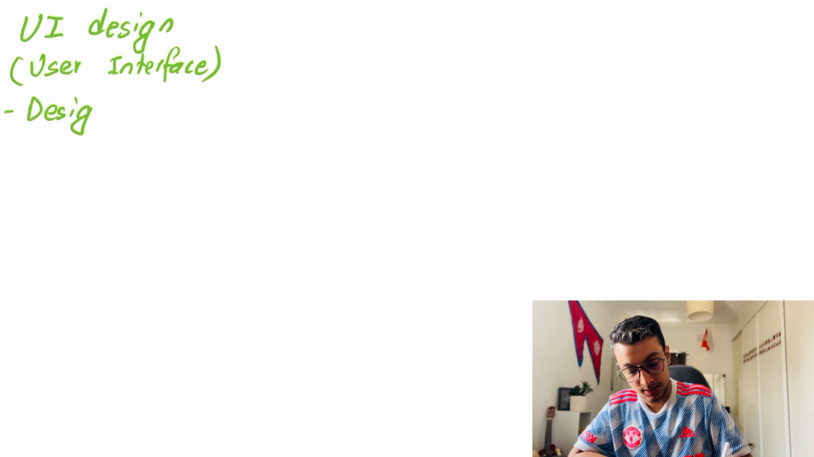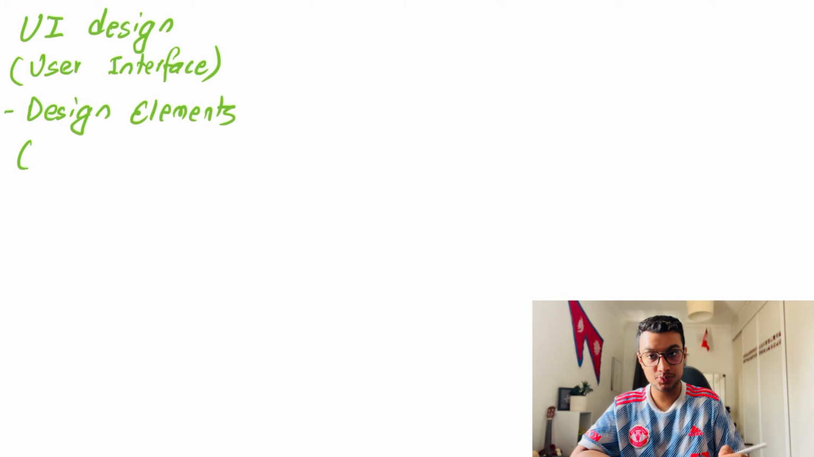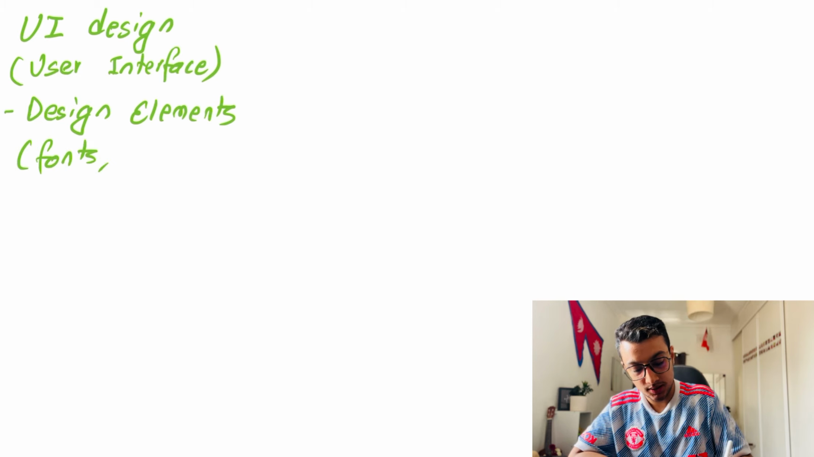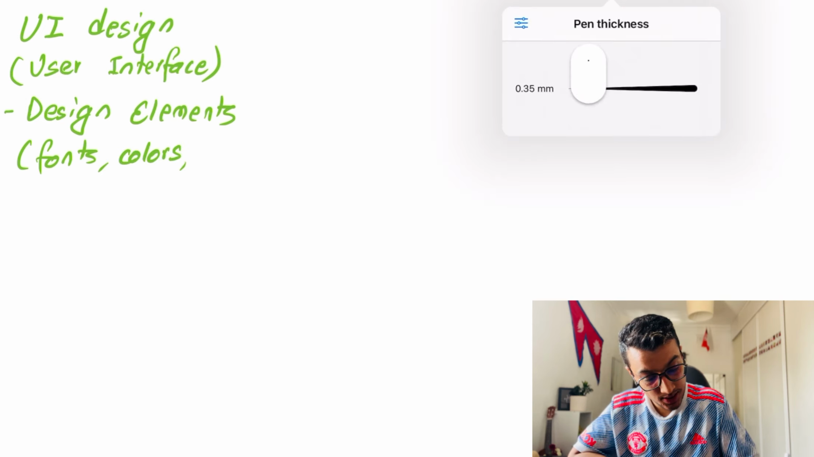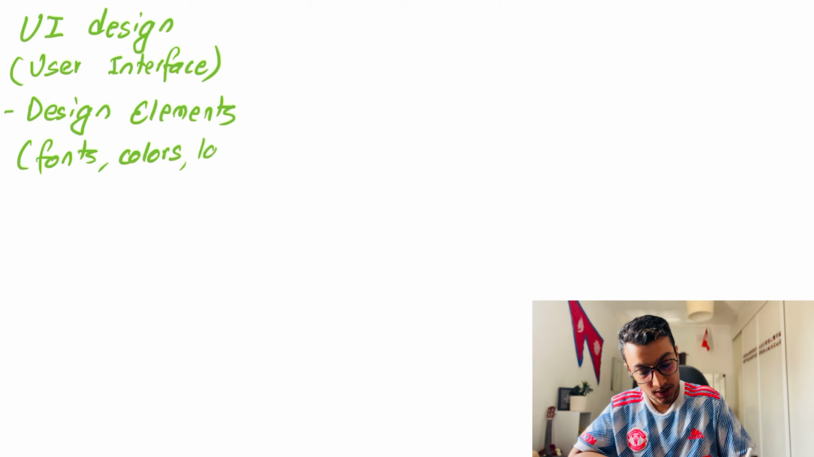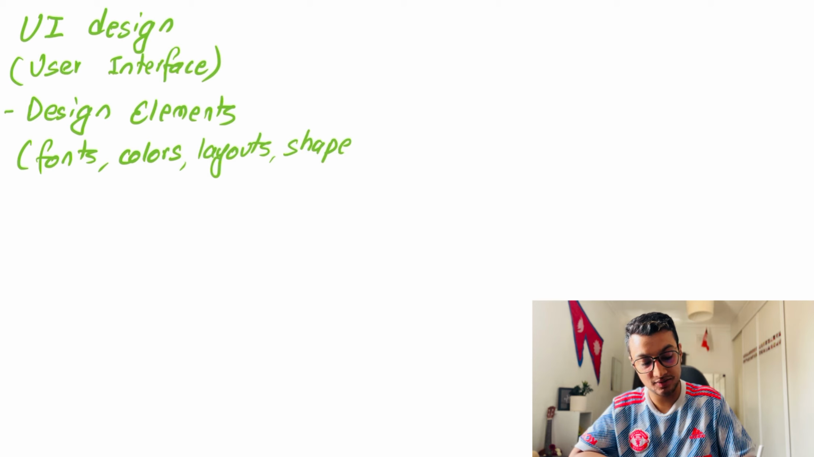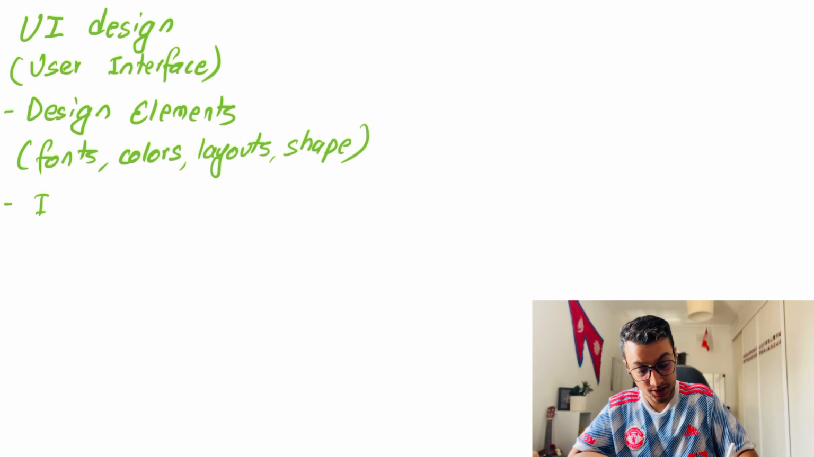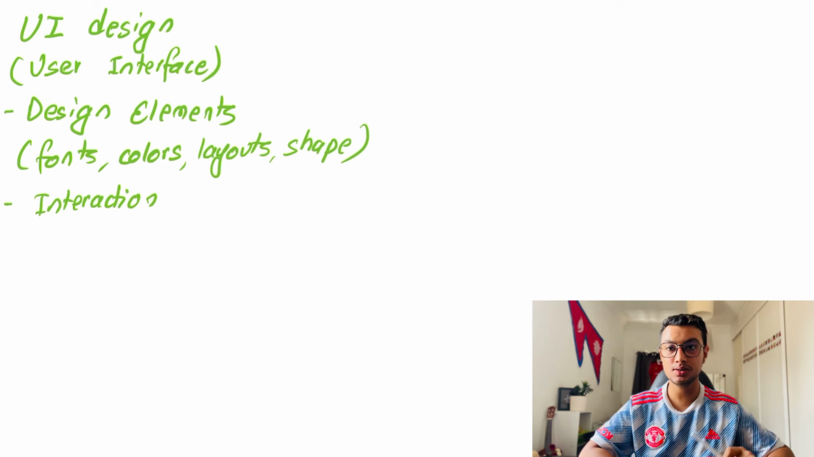So what comes under UI design? Design elements. Design elements भनेको चाहिँ they are basic things of any product. For example, fonts, colors. I think I need to decrease my pen size. Fonts, colors, layouts, shapes, images, etc. Like very basic things. And another thing that comes under UI design is interaction. Interaction भनेको चाहिँ how users interact with your product and how your product responds to any action taken by the user.